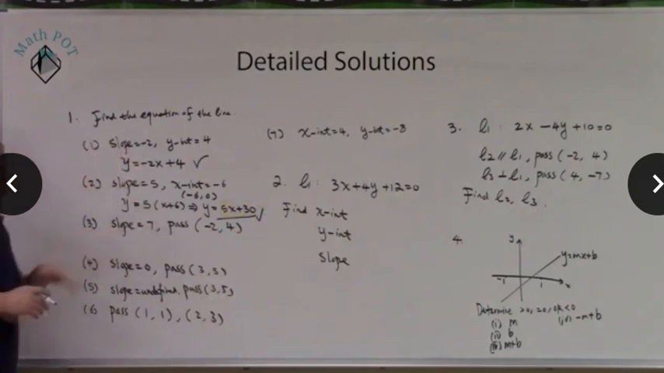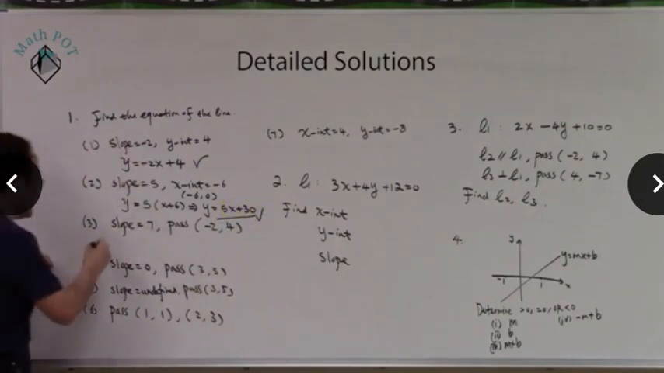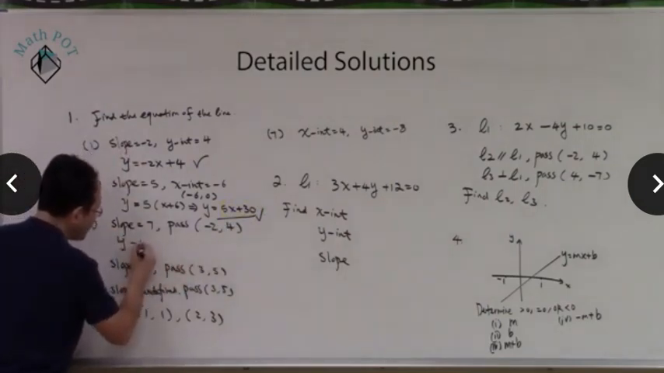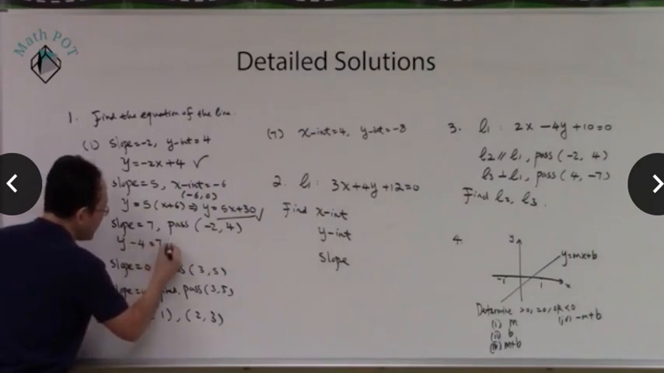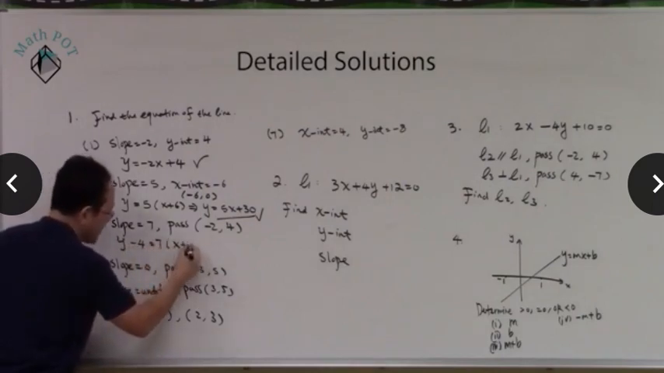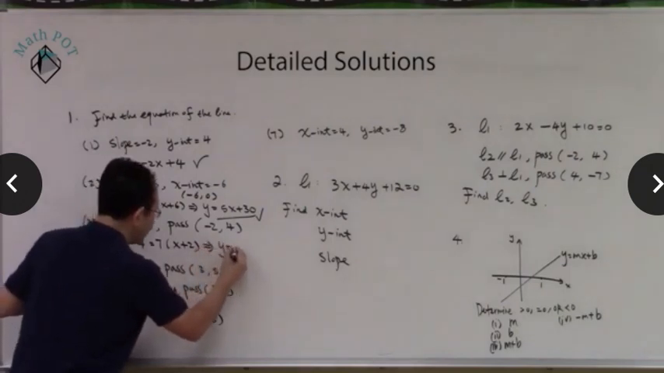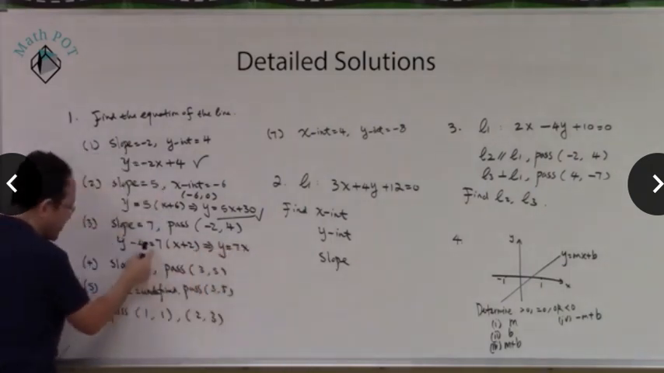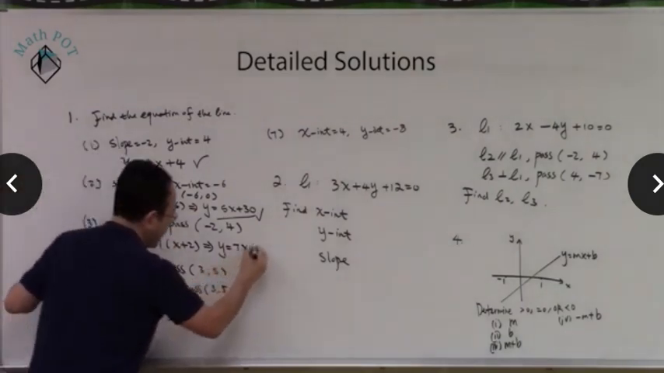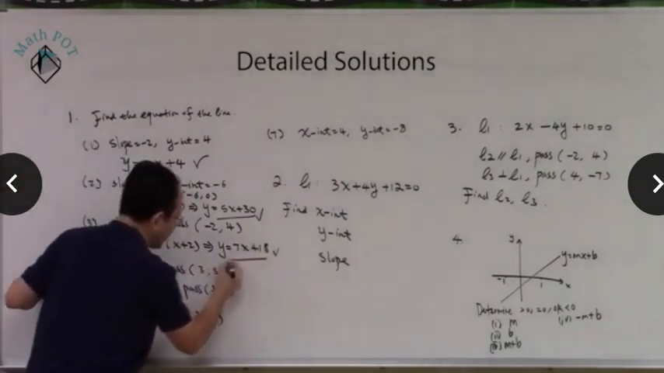Point-slope form. Clearly we have the formula: y subtract this number equals 7 times x subtract this number, which is plus 2. Convert to slope-intercept form: y equals 7x plus 14, plus this number 4, which is plus 18. That is the answer for this one.